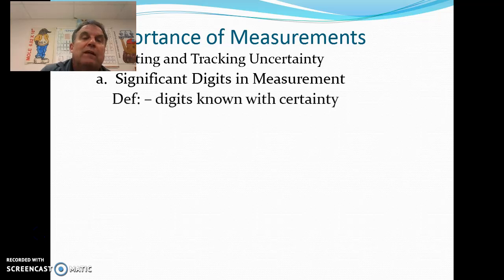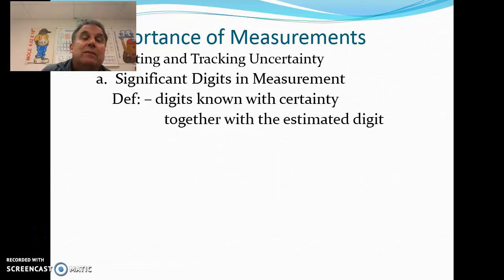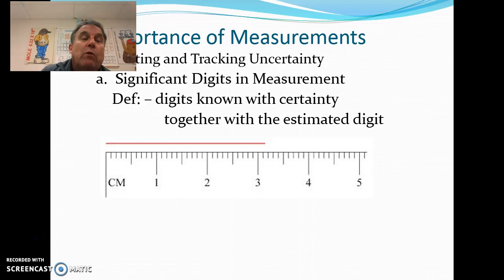Okay, so we define significant digits as digits that are known with certainty, those that we can directly, verifiably observe, together with one estimated digit. So the estimated digit is also a significant digit. If we were trying to read the length of this line, we can see clearly that it is past the 3.1 centimeter mark. So 3.1 something would be the reading of this measurement.